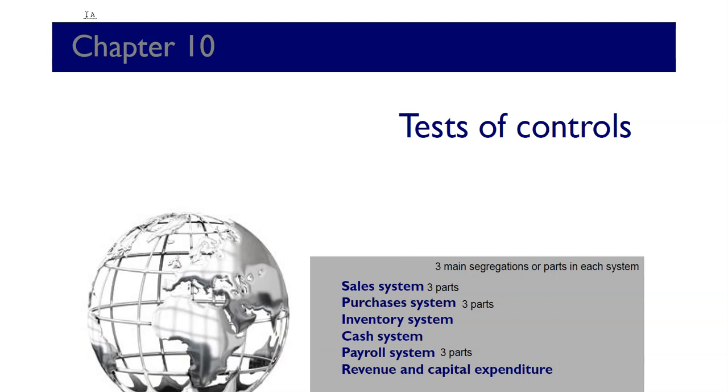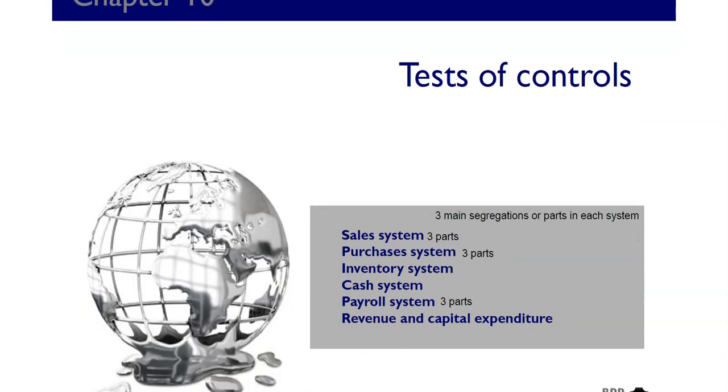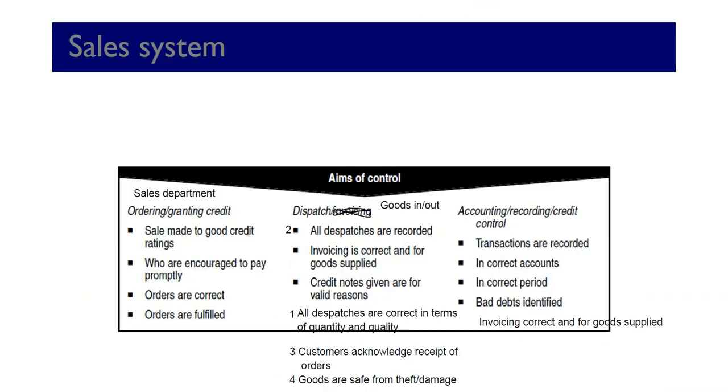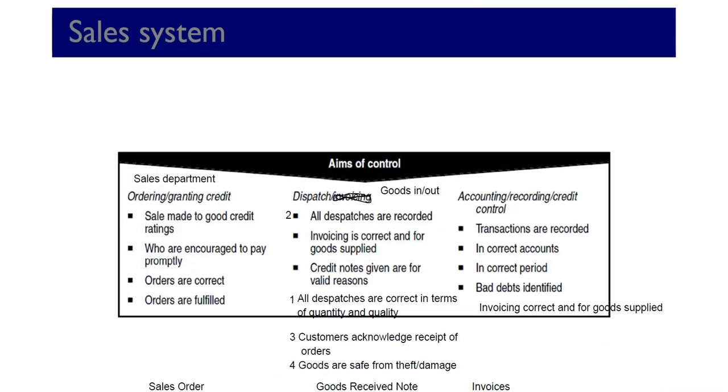Looks at tests of controls. The BPP pass cards are a really good revision aid, and I'm just running through this as an example to show you. I'd highly recommend them because they cut to the core of the issues in relation to tests of control, for example. This looks at each of the main systems and the internal controls for each. So on the second page, it starts with the sales system.